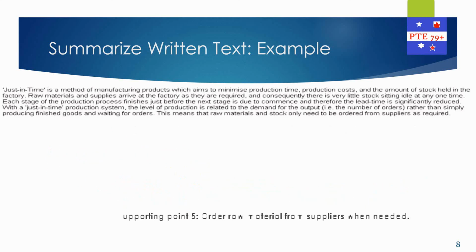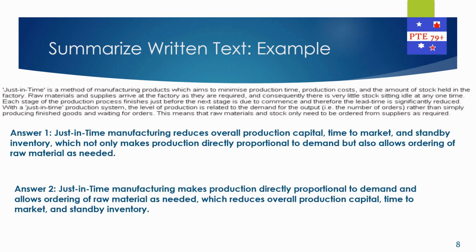Okay, so these are the two answers that I've written, two different styles of writing. Both answers are correct, both answers have main idea and supporting points, both answers have some synonyms. Like if you see the synonyms here, capital, production capital, which is cost, standby, proportional, related, I've used proportional here. So some synonyms, and main idea and supporting points. So this is how we need to summarize.